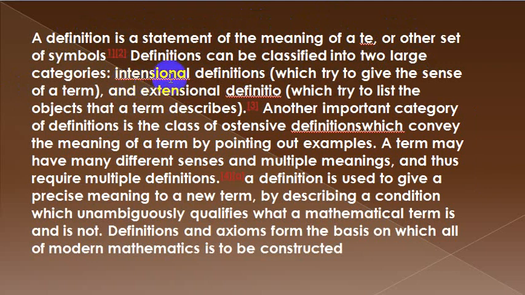First, what is it? Intensional definition, which tries to give the sense of a term. And the second is extensional definition, which tries to list the objects that a term describes. Another important category of definitions is the class of ostensive definitions, which convey the meaning of a term by pointing out examples. A term may have many different senses and multiple meanings, and this requires multiple definitions.